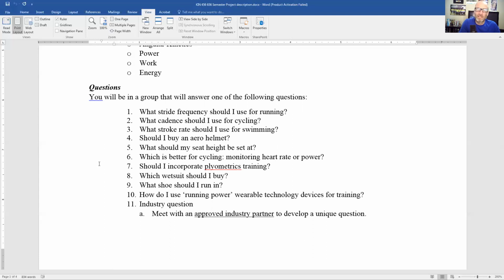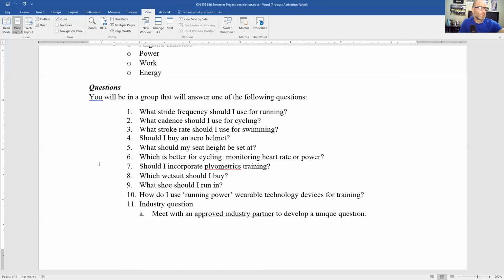And then I left number 11 as an industry question. And this is where you meet with an approved industry partner to develop a unique question. Challenge is we've only got 5 weeks. And so you would have to meet with this industry partner in week 1 to be able to develop a particular question. So I'm not thinking that we're going to go in question 11 specifically, okay?